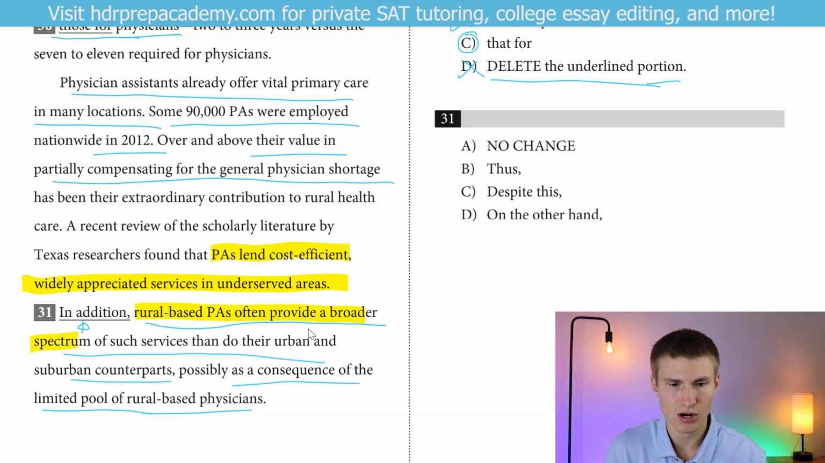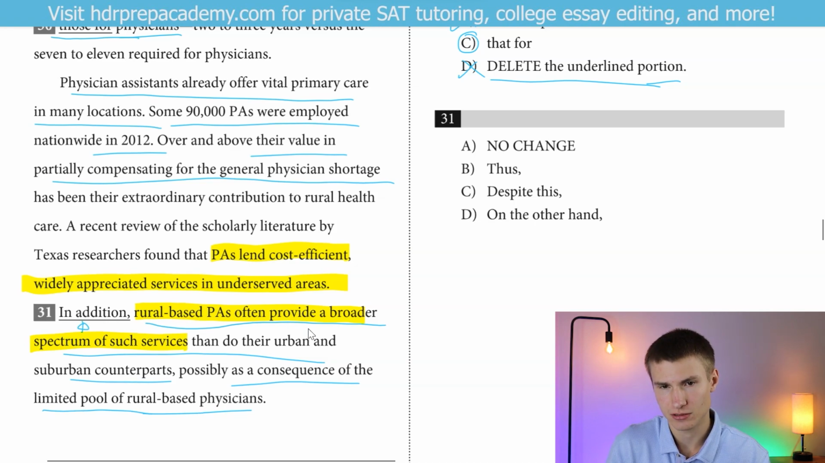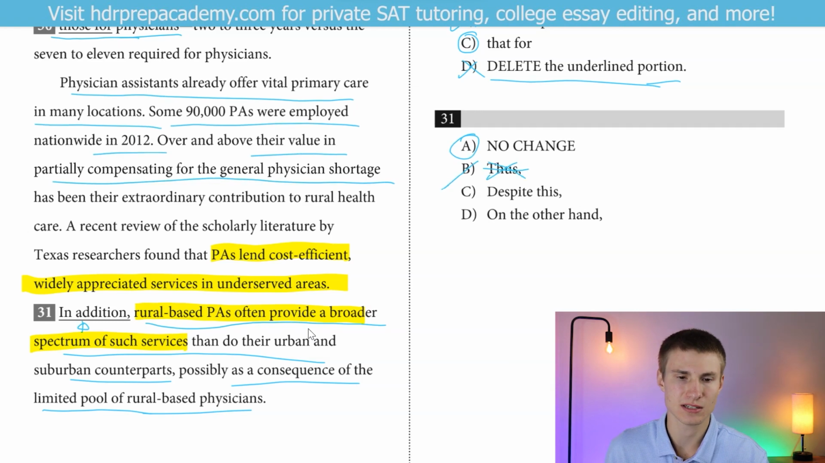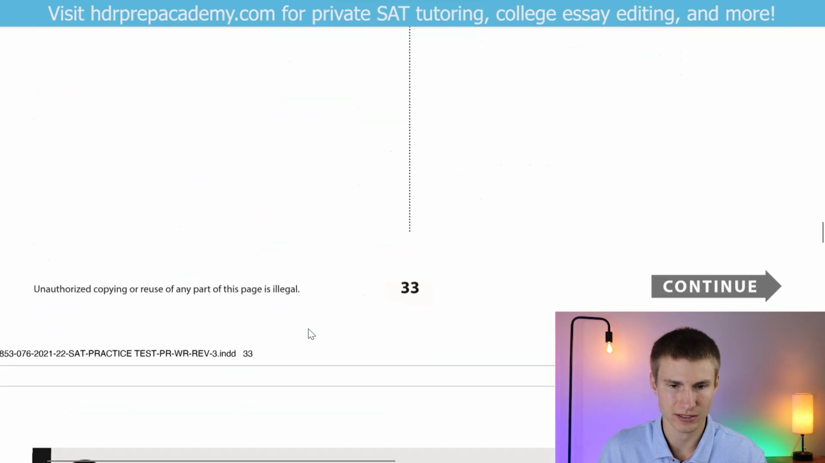Rural-based PAs offer a broader spectrum of services than do urban and suburban counterparts. So we have two advantages, thus we would say in addition, to show that we are adding on to the point we made previously. We could say thus, but it's not. The reason we don't say thus is because it's obviously not coming as a result of what came before it. We wouldn't say despite this. We wouldn't say on the other hand. We are showing something that's in addition to something else.